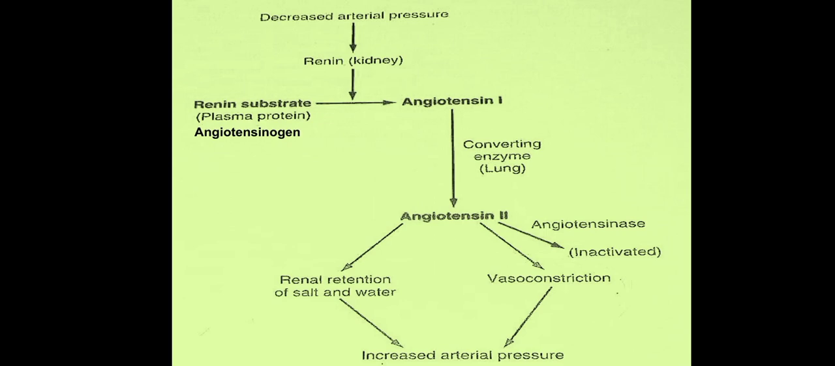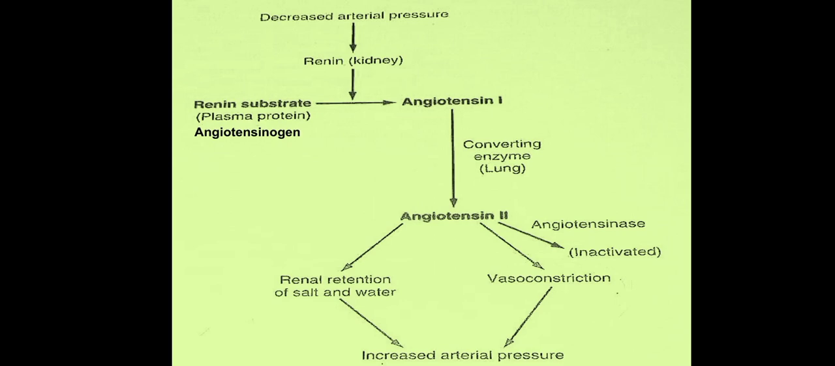Angiotensin 1 is a 10 amino acid peptide, and within a few seconds after its formation, two amino acids are split from that 10 amino acid peptide, and now it becomes an 8 amino acid peptide, known as angiotensin 2. This is mediated by another enzyme present in the lung, known as angiotensin converting enzyme. Now this conversion occurs almost entirely in the lungs.